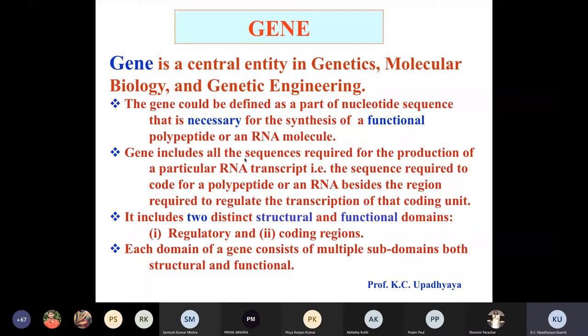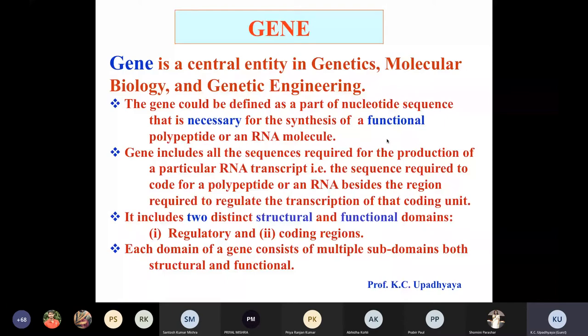So we have RNA coding genes, we have protein coding genes. That's why we are saying the end product is polypeptide, or the end product is RNA. The two things which I have listed here and marked with the blue are necessary and functional. Necessary, I'll come back to this. The functional is that a gene has to lead to a functional product. That's why we call it a gene. If it leads to a non-functional product, that is a defective polypeptide or defective RNA molecule, we don't call it a gene, we call it a pseudogene. So a gene has necessity and functionality associated with it.